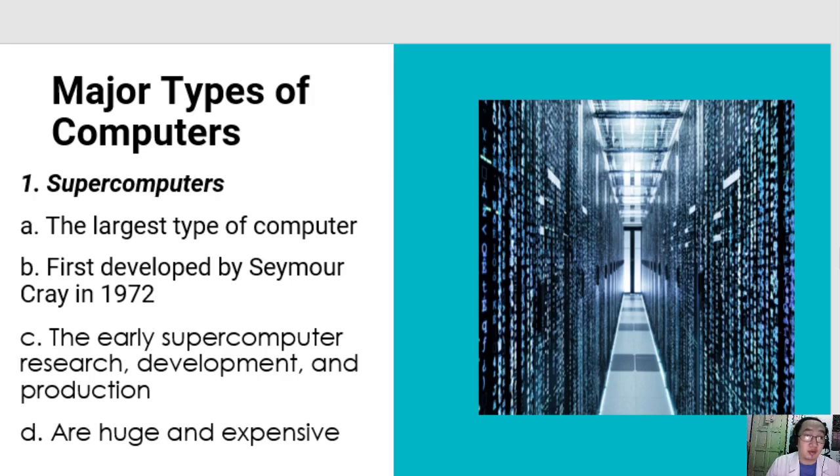I'm already talking about the modern age computers. I know some of you will remember the abacus and the rest, and I'll start with supercomputers. This is considered to be the largest type of computer, and it was first developed by Seymour Cray in 1972. This is the early supercomputer related to research and development and also production. As the name implies, supercomputers are big in size and in cost. These are huge and expensive computers.